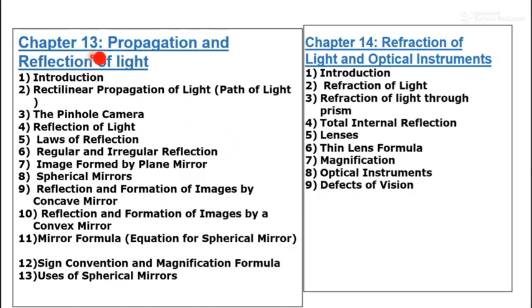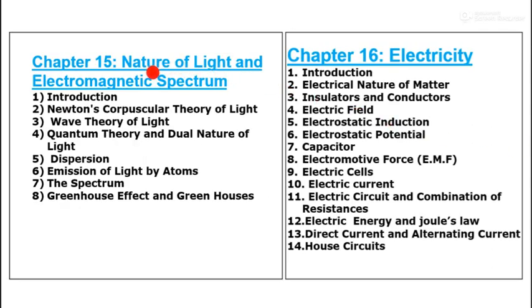And 13, Propagation and Reflection of Light, and all these topics are included in your syllabus pattern. And Chapter 14, Reflection of Light and Optical Instruments. All these topics are included in your syllabus. Now, Chapter 15 Nature of Light and Electromagnetic Spectrum. These topics are included, and also Chapter 16 Electricity. These chapters are also included in your syllabus.